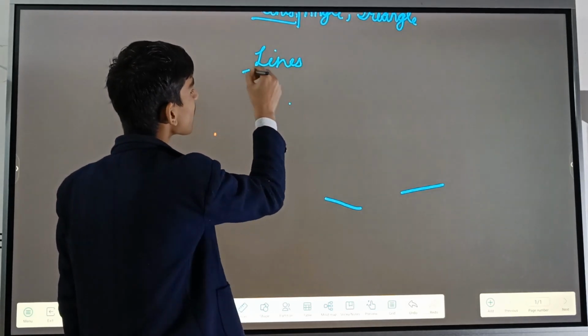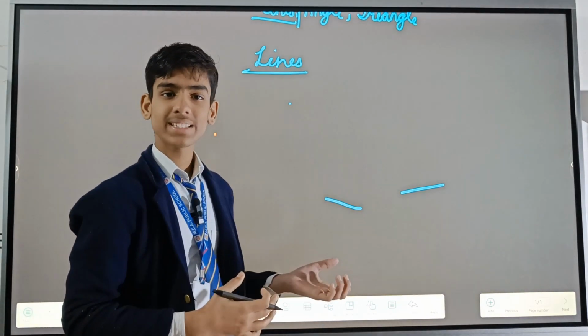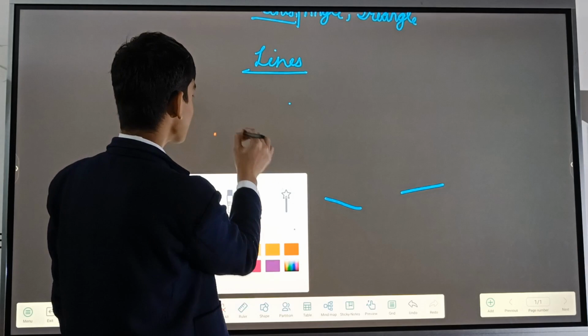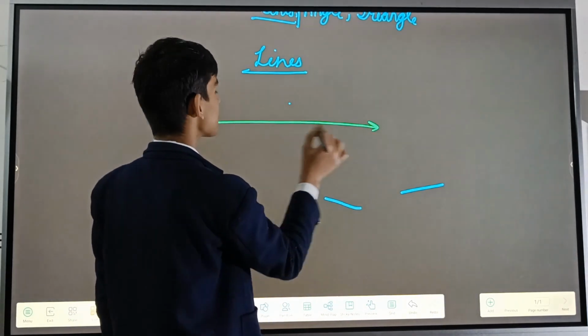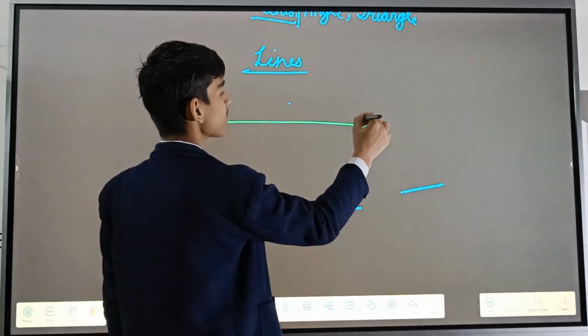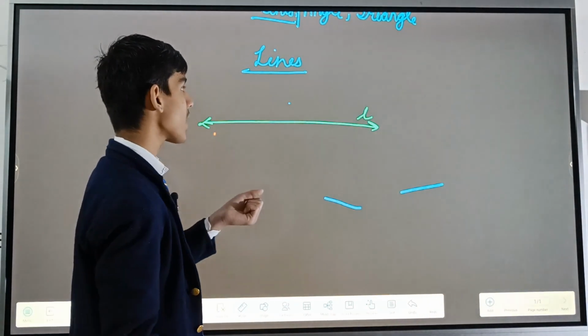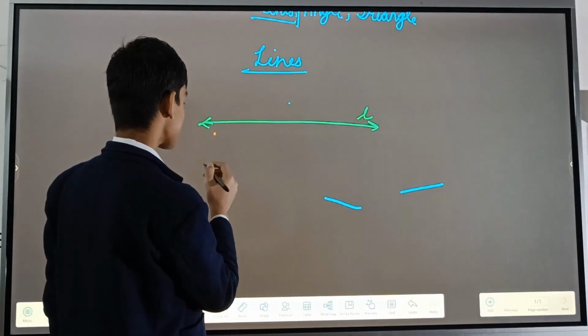Line. A line is a straight path that extends indefinitely in both directions. Suppose we can draw it like that. It is a line, and we can name it line L. We can draw any line, it cannot end. Now we proceed to the next, which is parallel line.